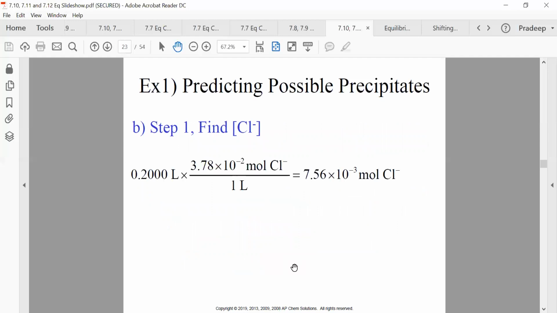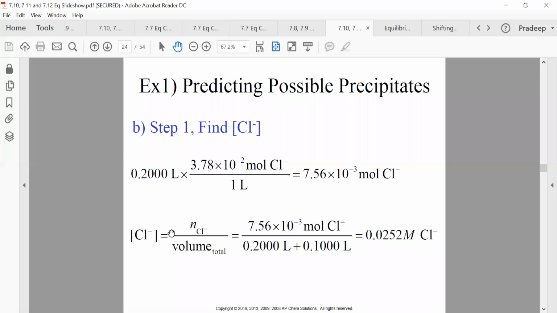First, find the concentration of Cl minus. It is given to you as a number of moles, right? So you convert that into the total number of moles of Cl minus that are present in the total solution. And then you find the concentration of the Cl minus ions, which is number of moles over volume, that will give you the molarity of Cl minus ions. I will wait for a minute so you can make a note of this.